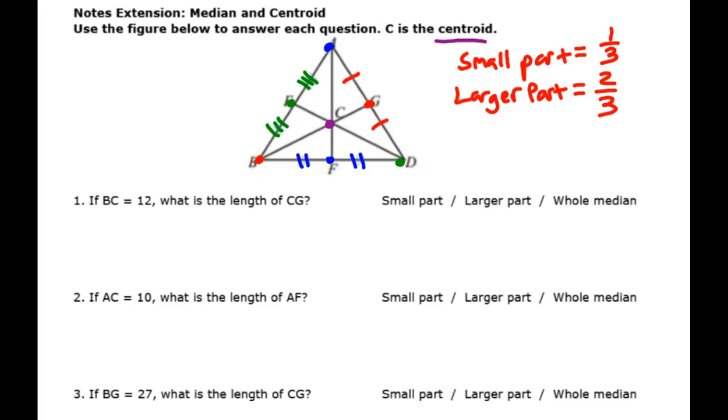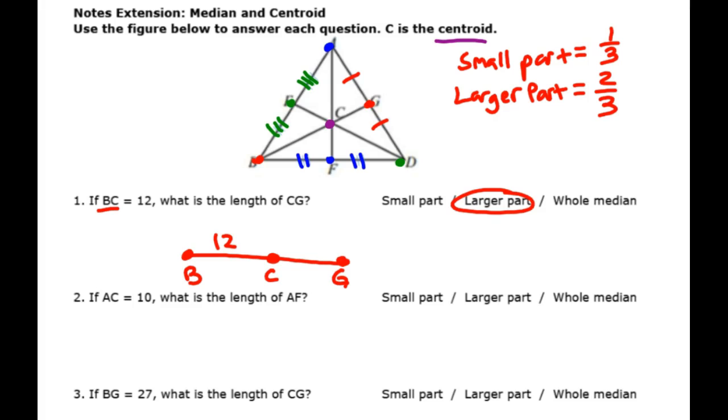BC equals 12. The first thing I want you to answer on any of these is off to the right. What is the thing that they give you? BC is what? So you tell me, from B to C, is that the small part, the larger part, or the whole median? It should be the larger part. Okay? So, if I know BC is 12, if I were to draw my median, B, C, G, I know from B to C is 12, all right?